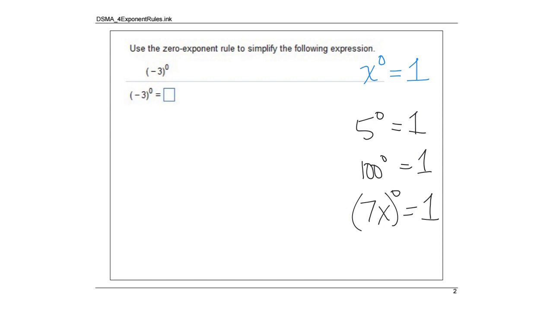And so this one is -3, but it's in parentheses, which means the negative and the 3 are all raised to the power of 0. Therefore, it is 1. So that is the answer. We just need to know that one. It's very important.